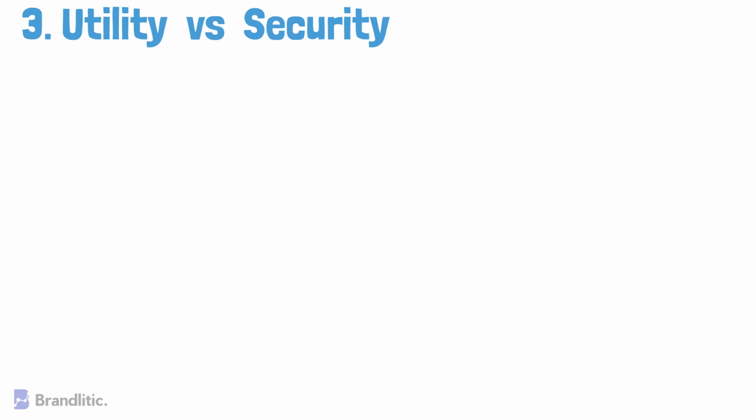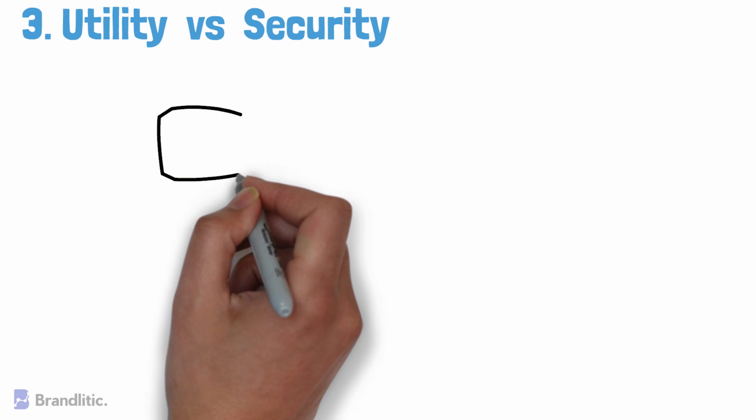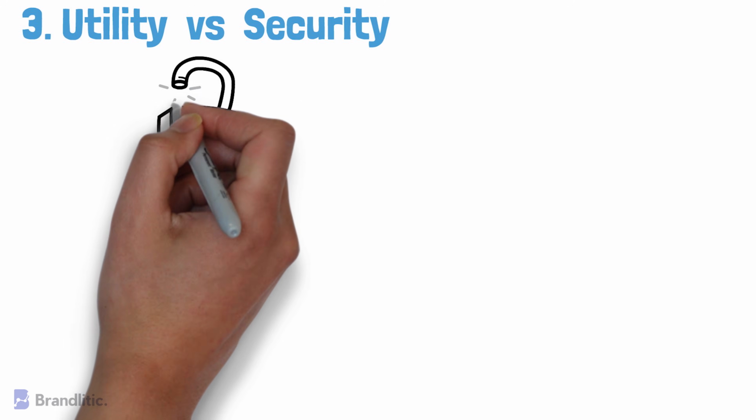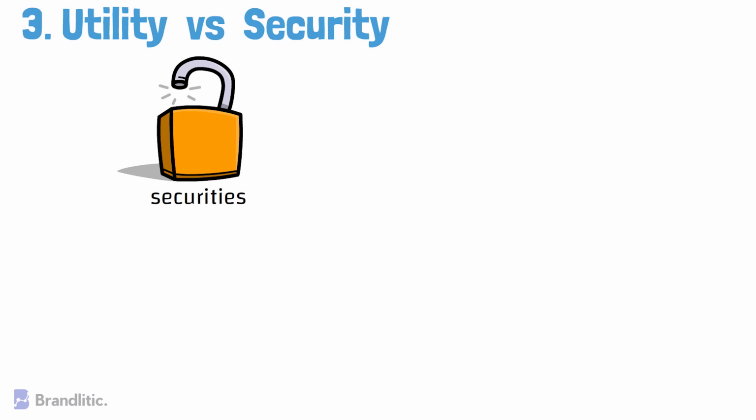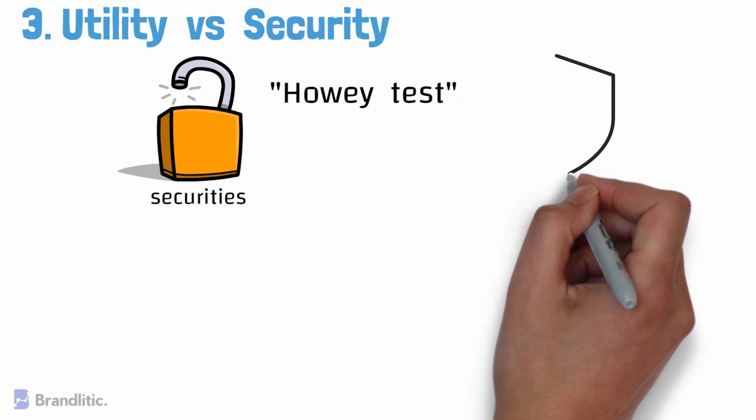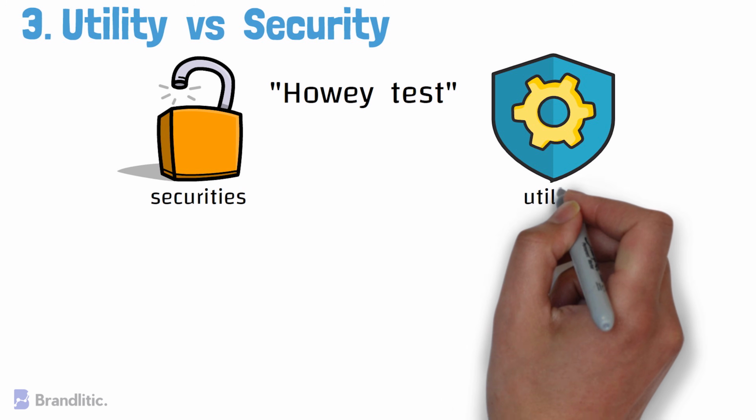Next, number 3, utility versus security. Because most of the ICOs are investment opportunities in the company itself, most tokens qualify as securities. However, if the token doesn't pass the Howey test, then it is classified as a utility token.